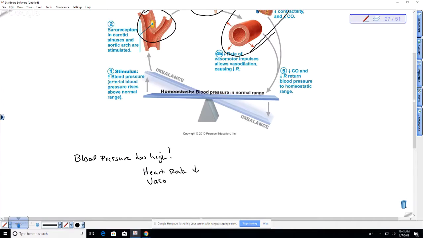Vasodilation happens. Blood pressure too low, the opposite. You'll get an increase in heart rate, and you'll get vasoconstriction of the blood vessels. Oops, yes, vasoconstriction.